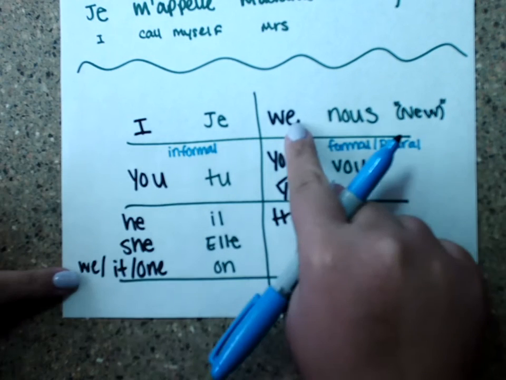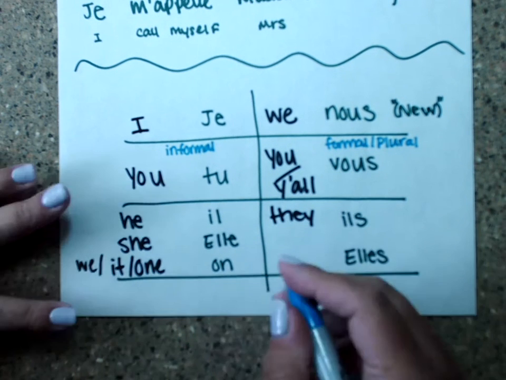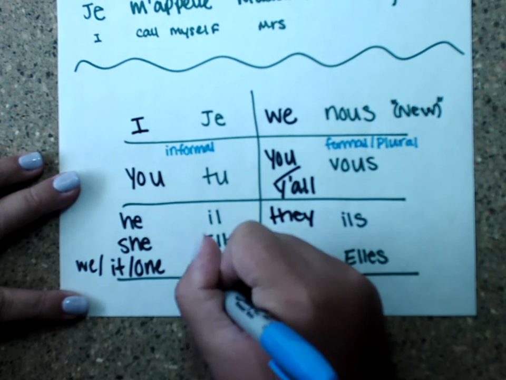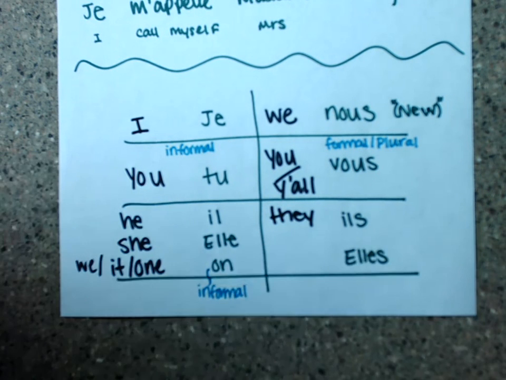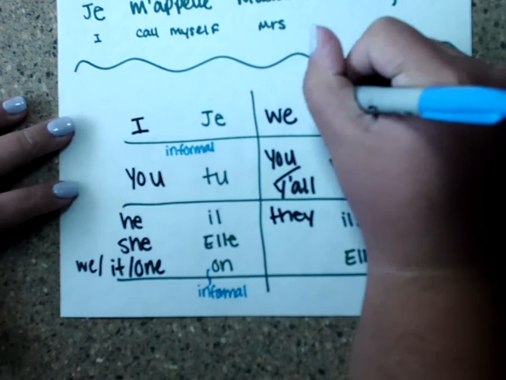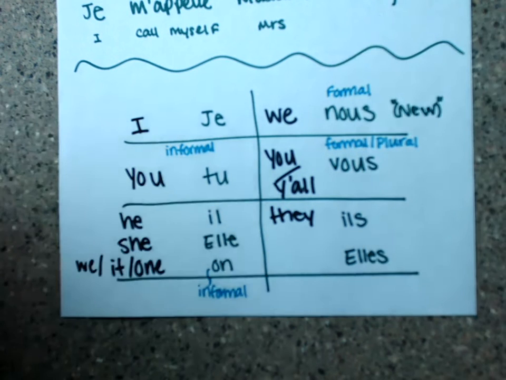Next, let's talk about the we's because we have two we's. So this we, on, means informal. So this is informal, like with friends again. And then this one, nous, is formal. So with a bunch of people that you might not be familiar with.